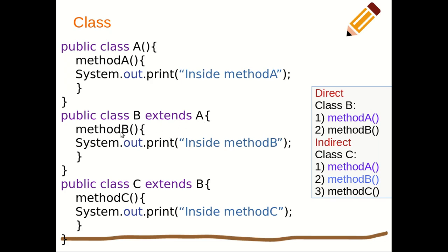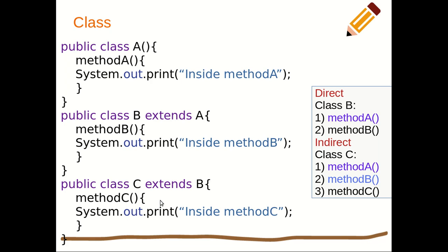Now let's look at class B that extends class A. This is what we refer to as a direct inheritance, because class B directly inherits method A from class A. Look at class C. Class C also has a direct inheritance where method B is inherited directly from class B by class C.